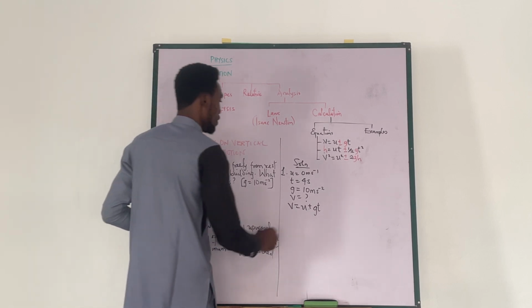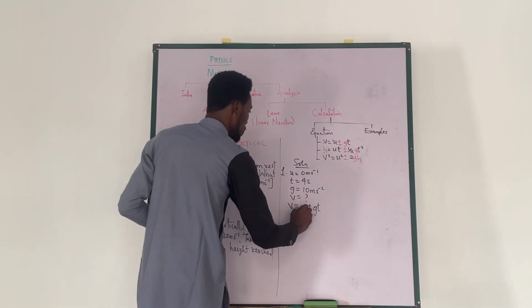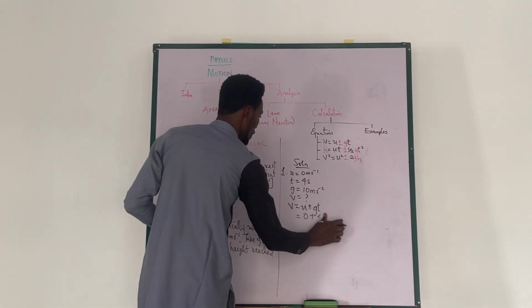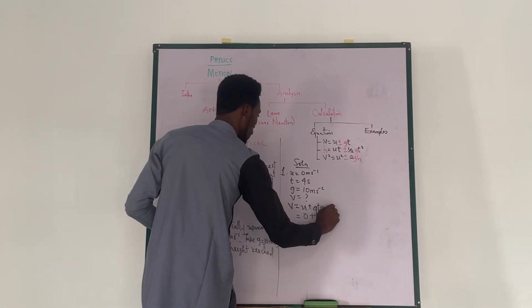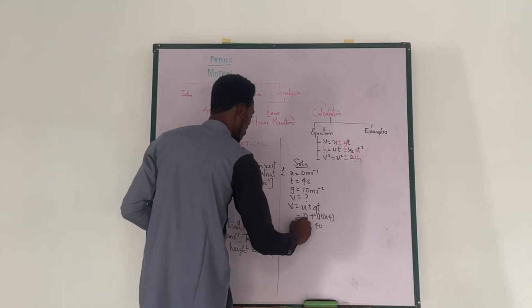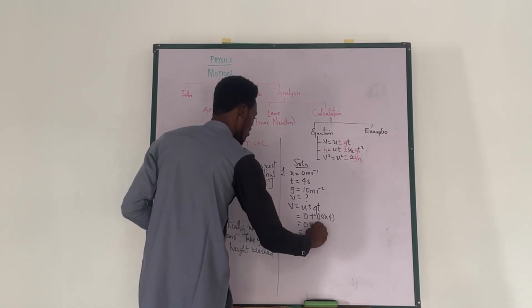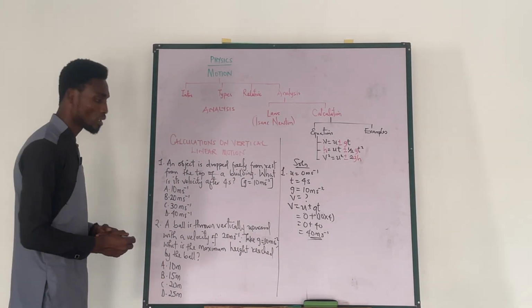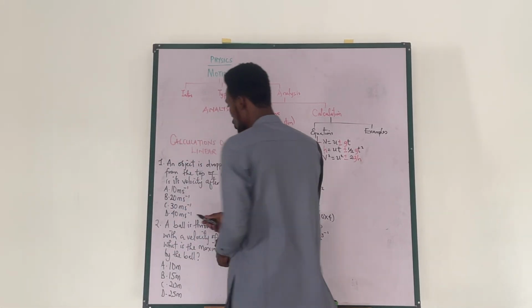So we have V equals 0 plus 10 times 4 in bracket. So we have 0 plus 40, and our answer is 40 meter per second. I think the answer is just waiting for us, and you can see the answer right here.